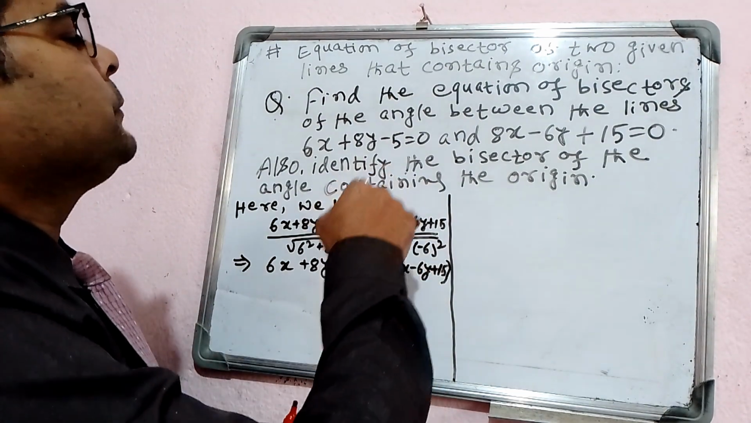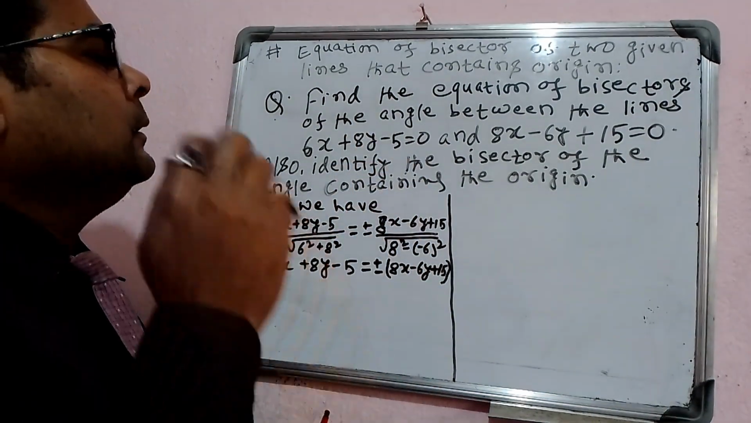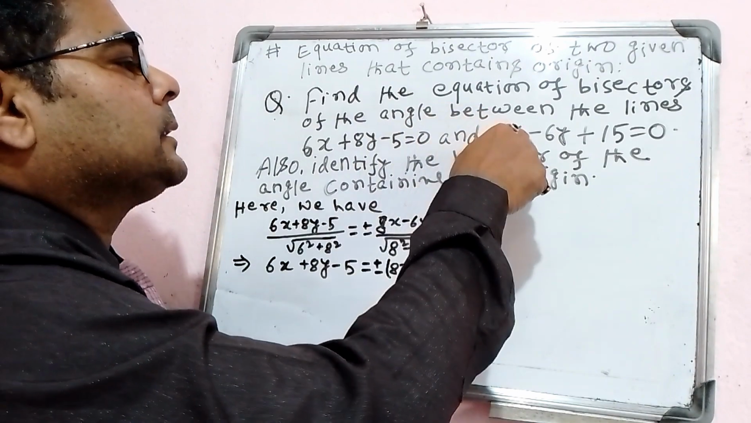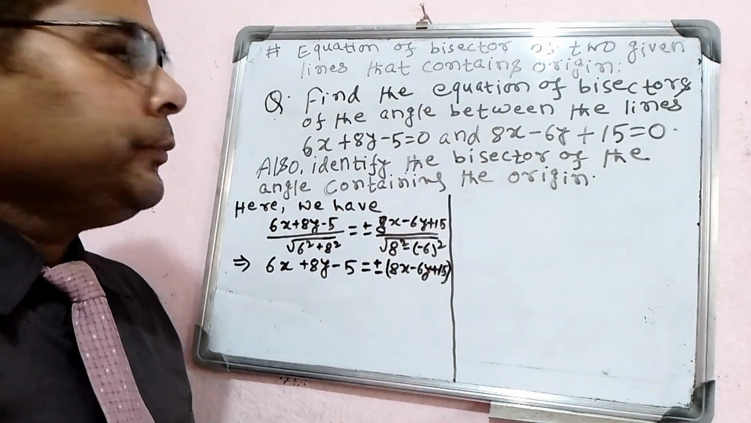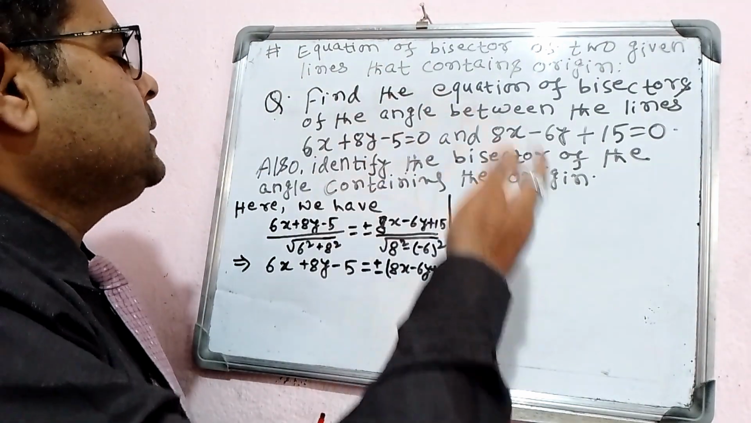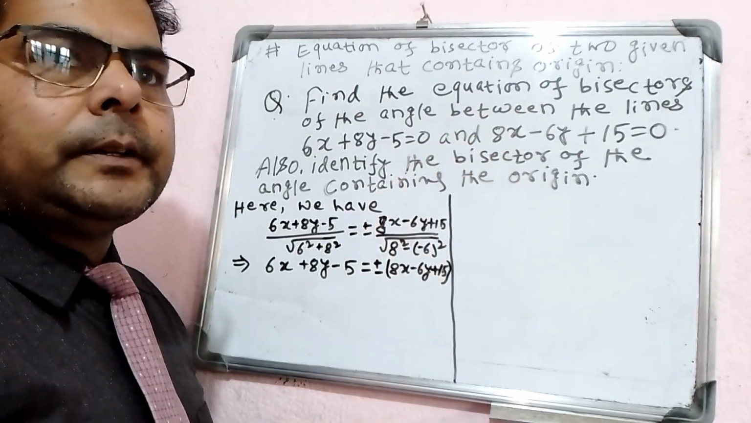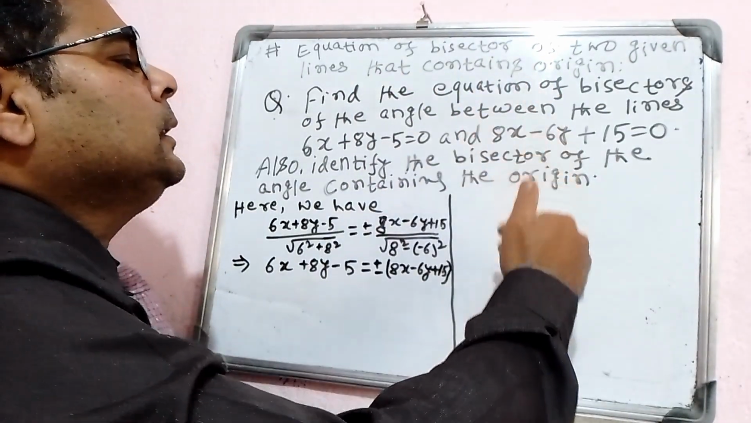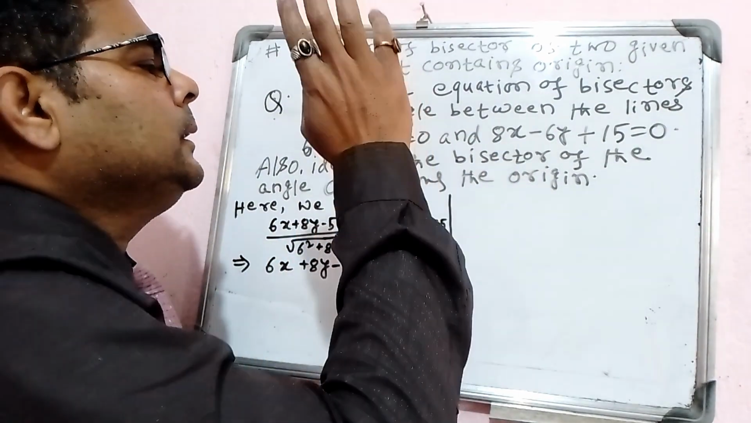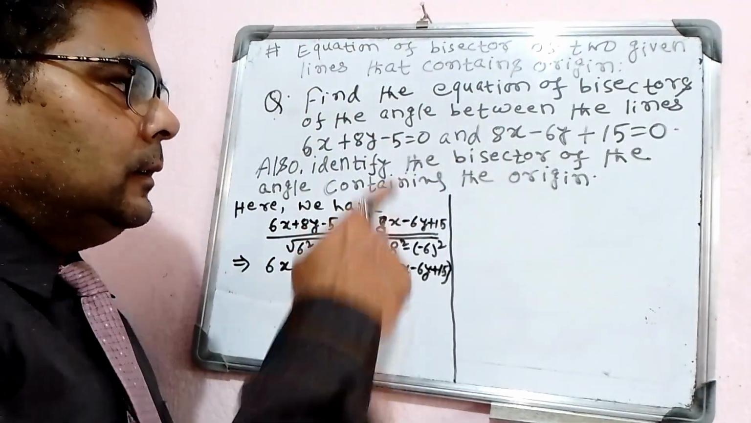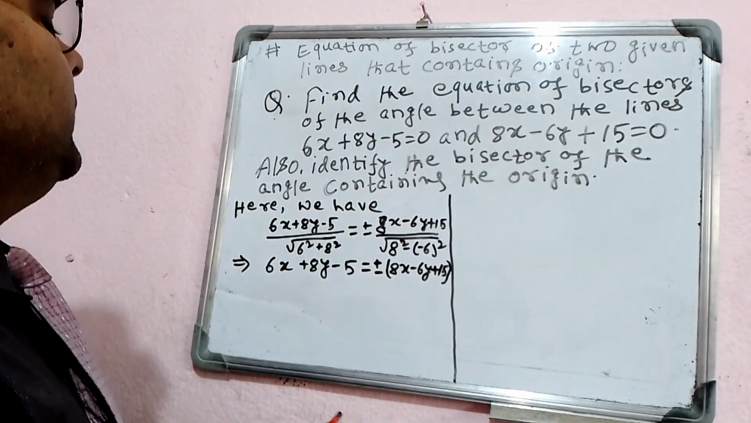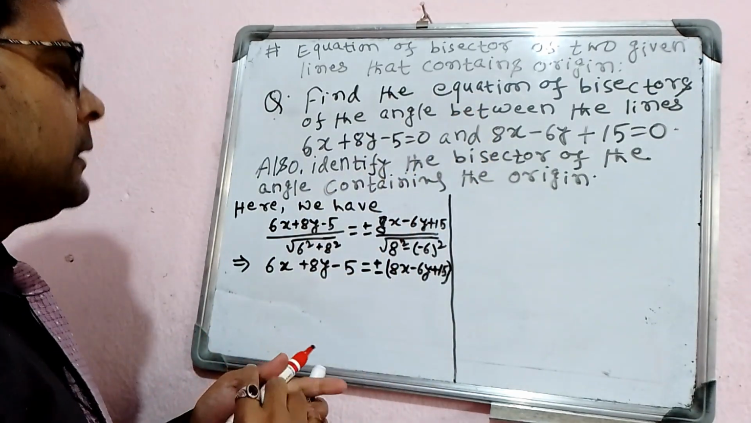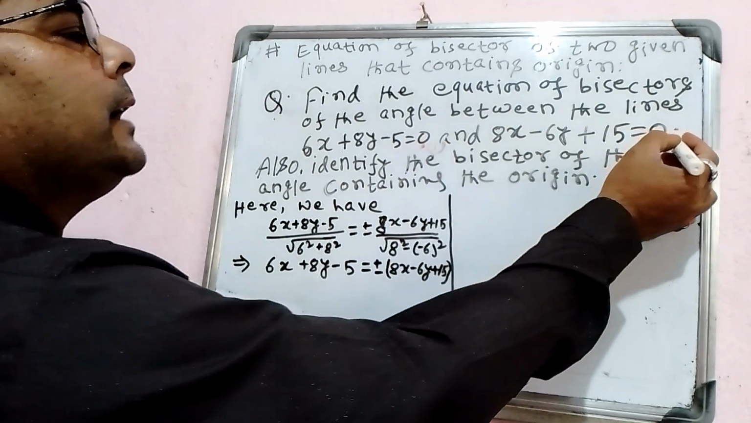First, you have to find the equations of the bisectors, those that bisect the angle made by the first line and the second line, and also among them you have to identify which bisector contains the origin. Contains the origin means the origin doesn't lie on the bisector. In fact, the origin lies in the region of the bisector, or the bisector lies in the region of the origin. So firstly, we check the sign of the equation first. You can call this equation as 1 and this equation as 2.